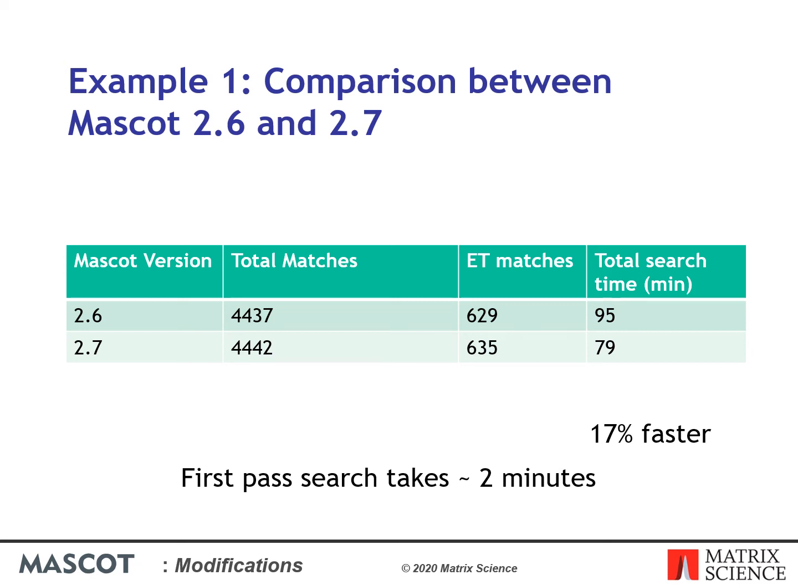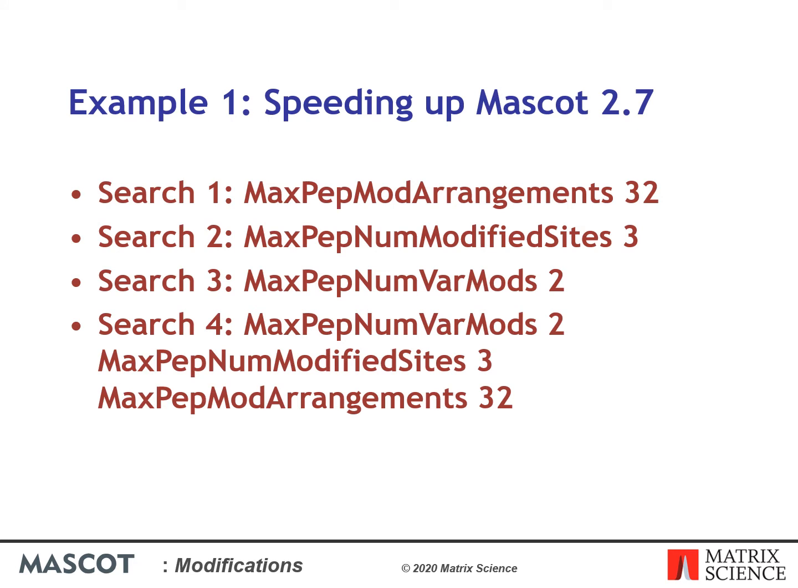This particular sample is not very heavily modified, so I should be able to get the same or very similar error-tolerant search results using narrower permutation settings. Doing this should also reduce the search time. To test this, I've repeated and timed the search on Mascot 2.7 using a range of different permutation settings. Where a parameter isn't specified, the default value is used.